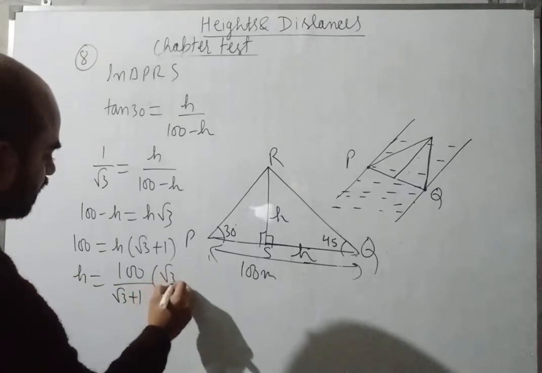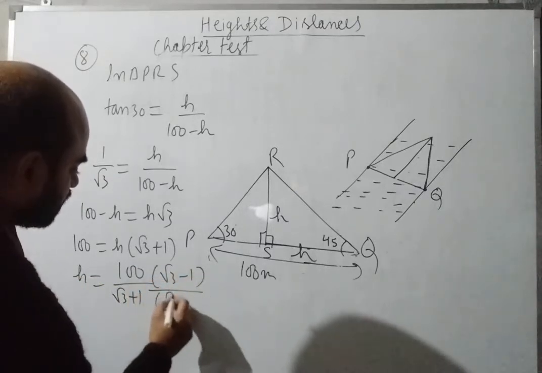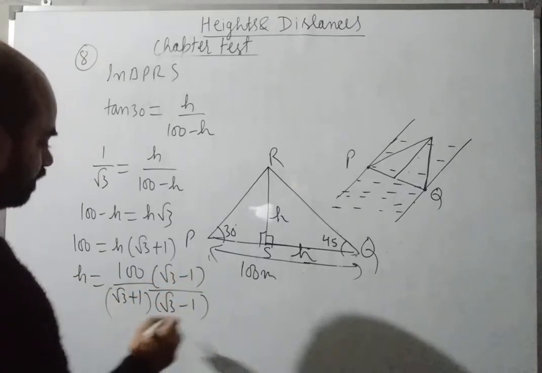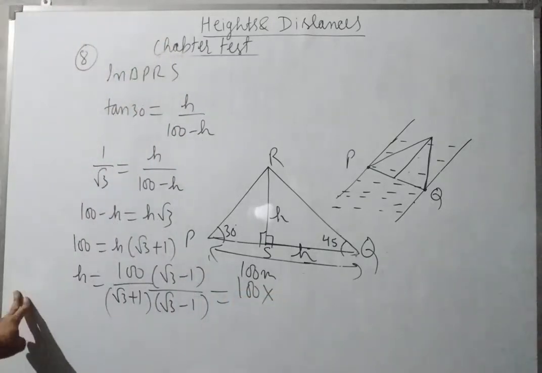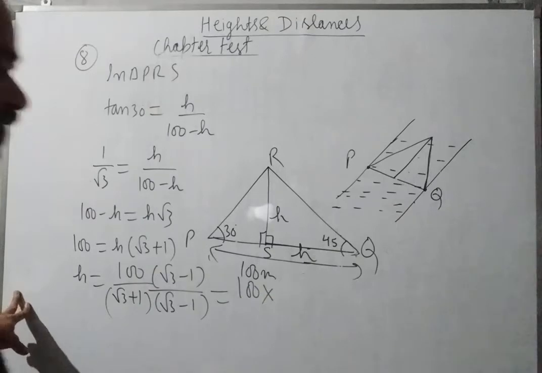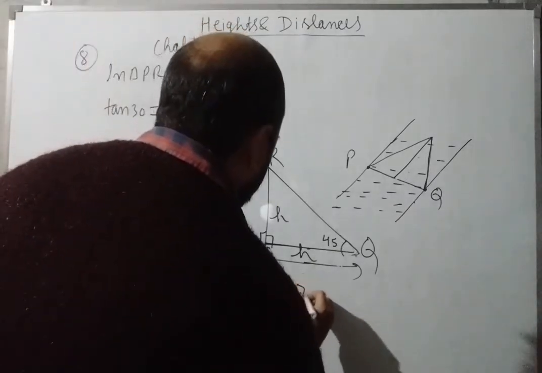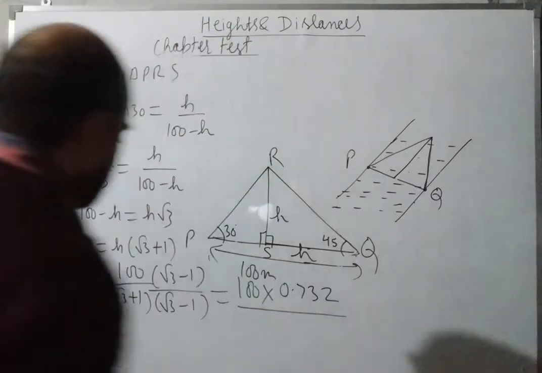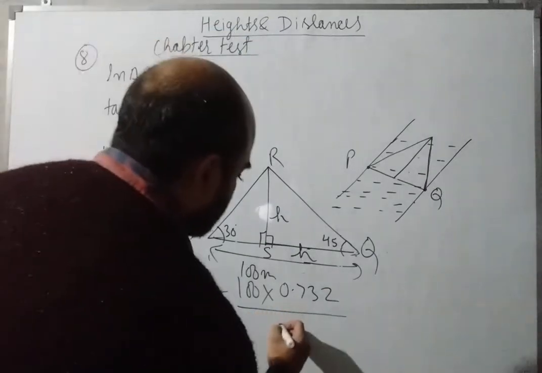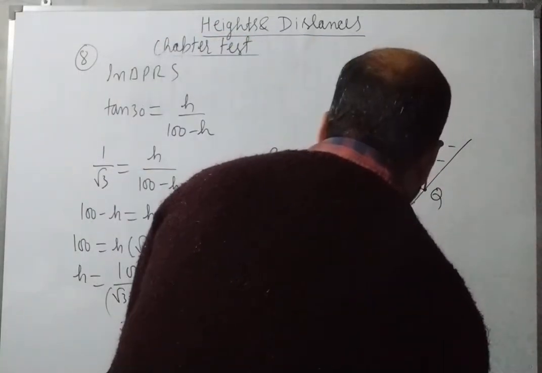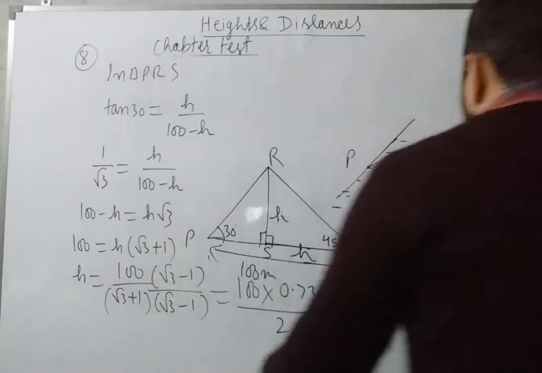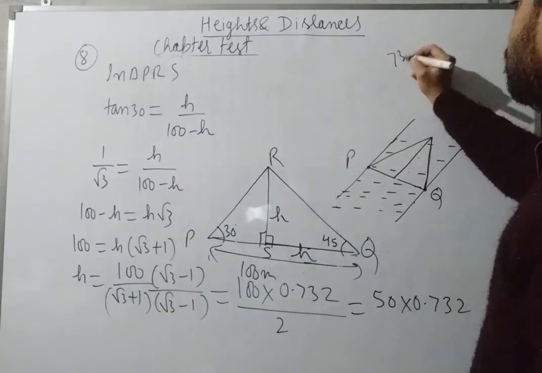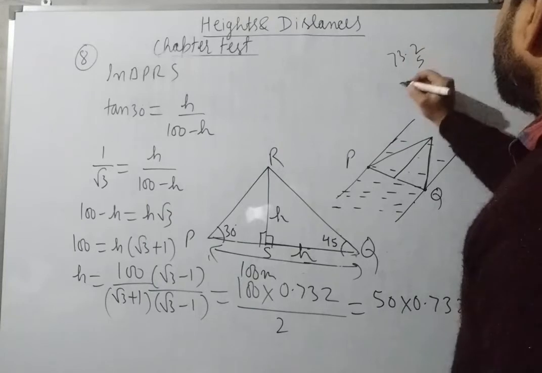Rationalize: multiply by root 3 minus 1 upon root 3 minus 1. So this will be 100 into 1.732 minus 1, so that will give 0.732, upon root 3 plus 1 times root 3 minus 1, that will give 2. It means finally 50 into 0.732. So this will give 73.2 into 5.